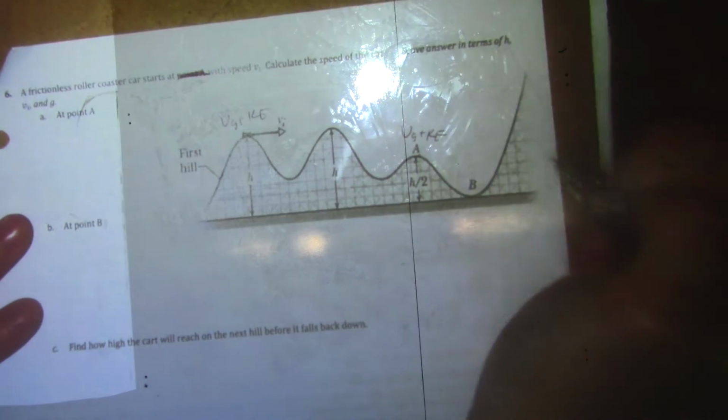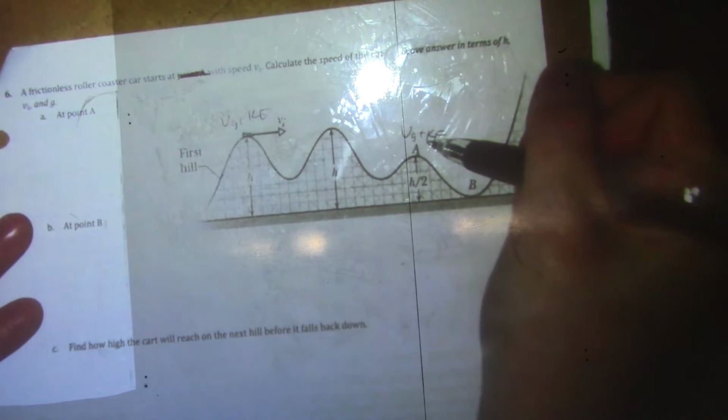Alright, that was the typo. It was supposed to be that it just starts with initial velocity vi at this point, and I'm trying to find the velocity at A. So here you have both potential and kinetic. At point A, you still have potential and you still have some kinetic. I have less potential and therefore more kinetic.